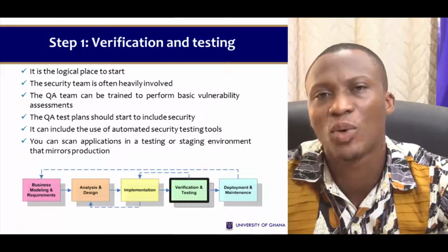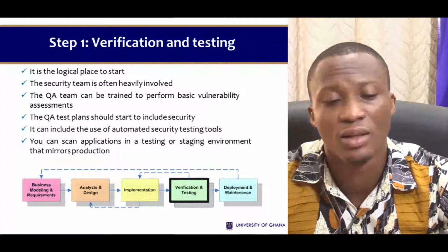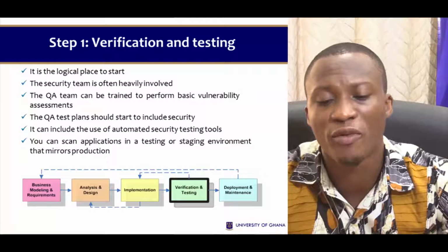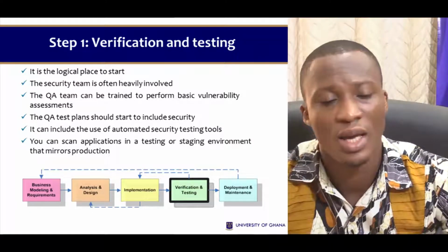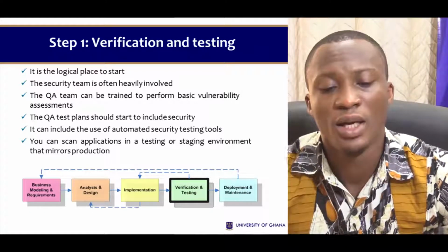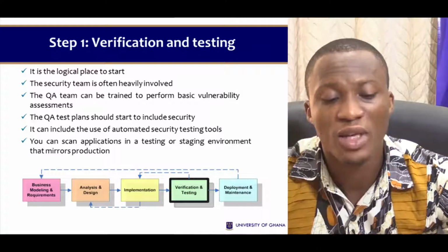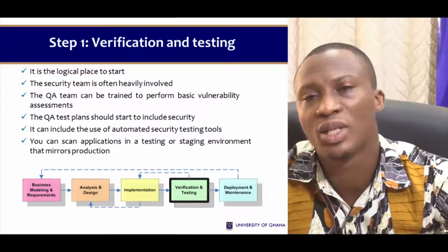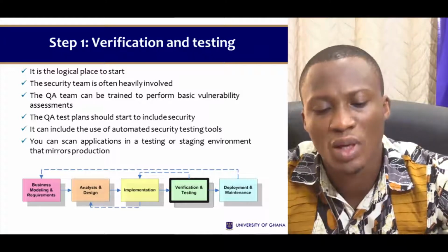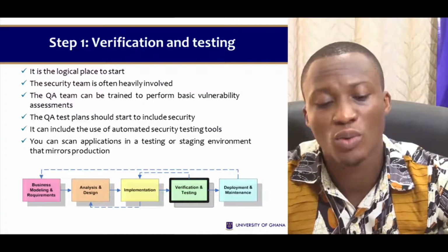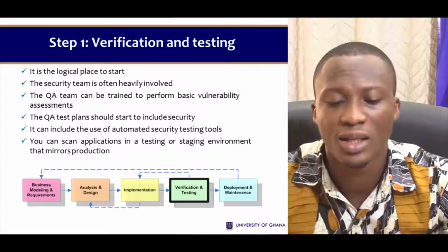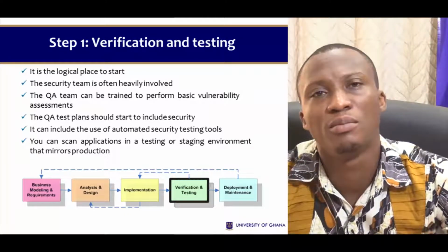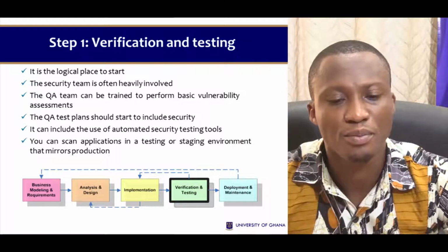So the first step to look at is verification and testing. Here the quality assurance team can be trained to perform basic vulnerability assessment, and the security team is often heavily involved in this, and it can include the use of automated security testing tools, which we will look at some of them. You can also scan applications in a testing and/or staging environment that mirrors production.